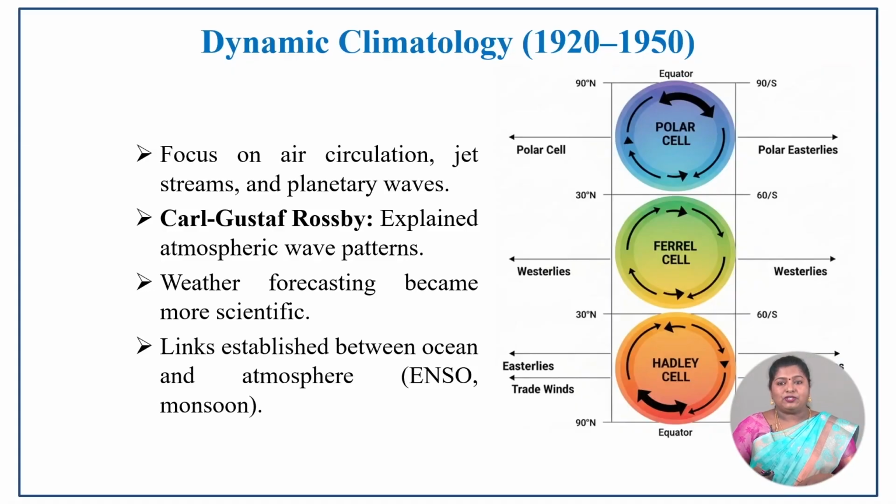Dynamic climatology, 1920 to 1950, focused on air circulation, jet streams and planetary waves. Carl Gustav Rossby explained the atmospheric wave patterns. Weather forecasting became more scientific. The links between ocean and atmosphere were established in this period.